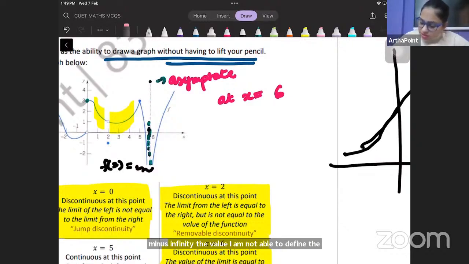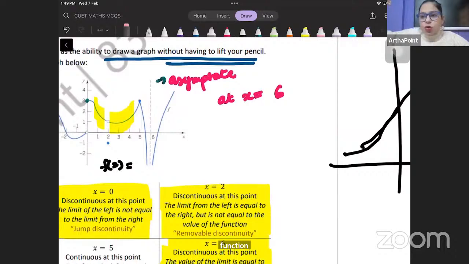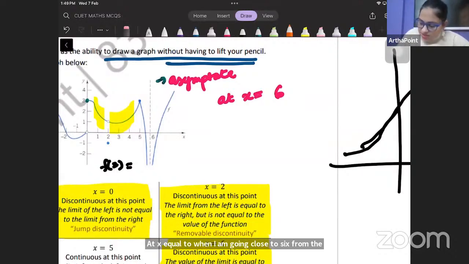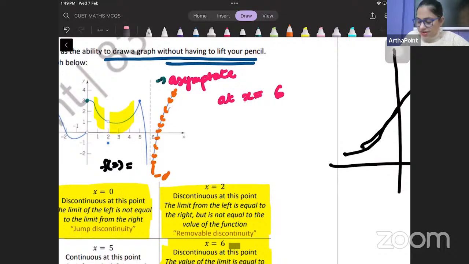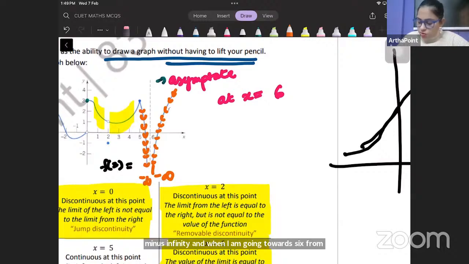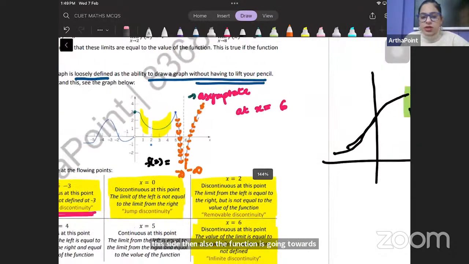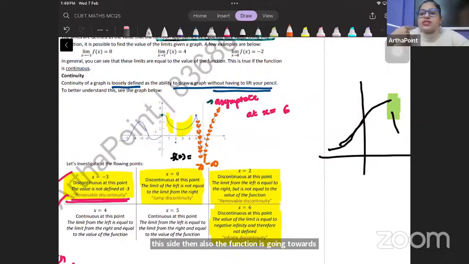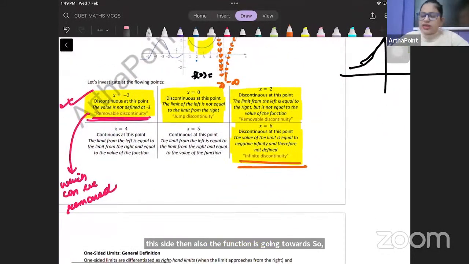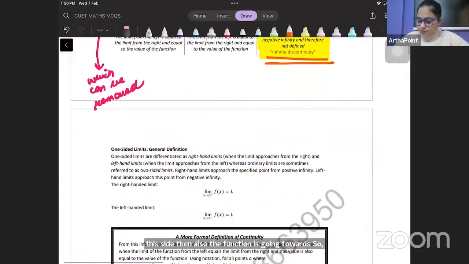But try to see that when I am going close to 6 from the right hand side, when I go from here towards 6, the function is going towards minus infinity. And when I am going towards 6 from this side, then also the function is going towards minus infinity. So when you are approaching some infinity value, that is called infinite discontinuity.